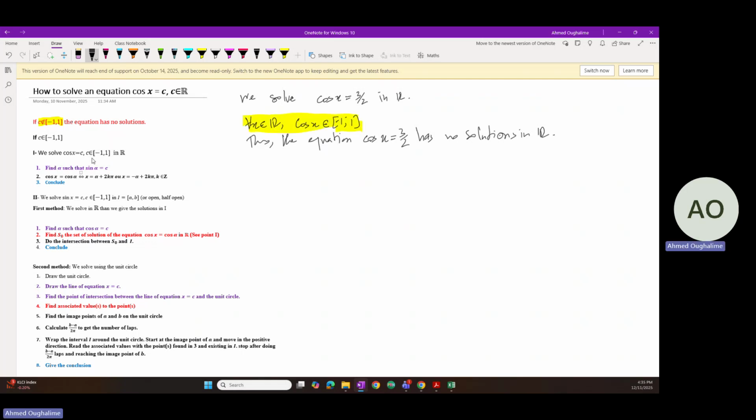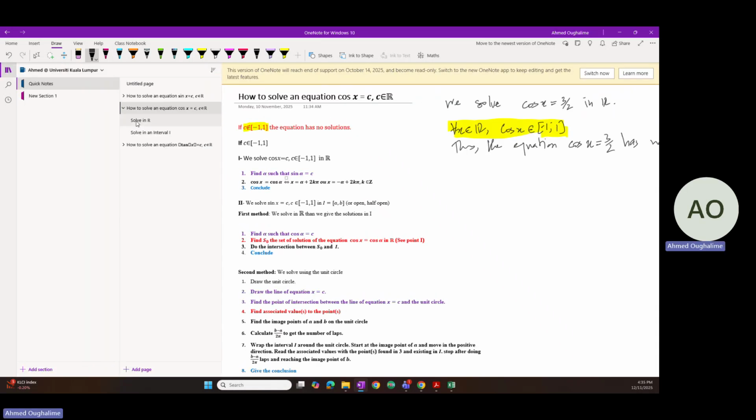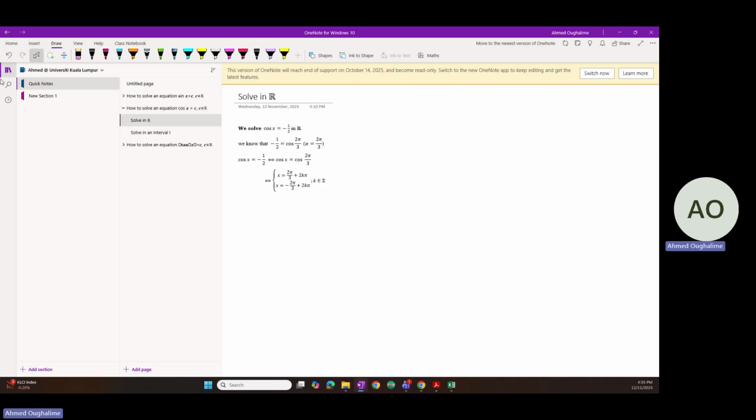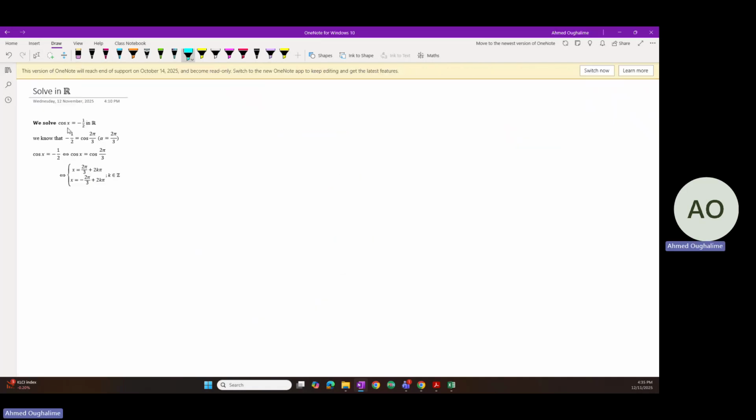In the case that my number c is between -1 and 1, if I'm solving in R, I'm going to use this property to do the job. So this is one example. If I want to solve the equation cos x = -1/2 in R, -1/2 is a value between -1 and 1, so this equation has solutions. So we have to look at this particular value, -1/2.